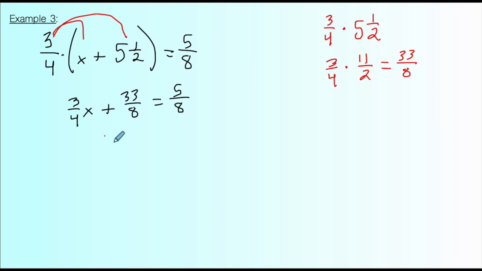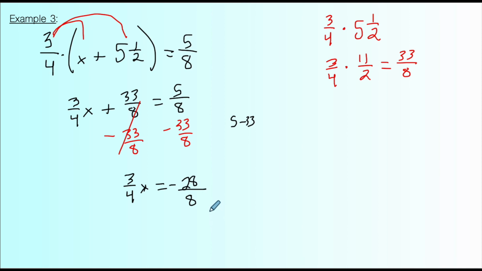So the first thing I'm going to do is subtract 33 over 8 from both sides, minus 33/8. That leaves 3/4 x on the left-hand side of the equation, and on the right-hand side, I know it's going to be eighths because the denominator stays the same when you add or subtract fractions. And then on the numerator, 5 minus 33 is going to be negative, so put a negative sign, 28.